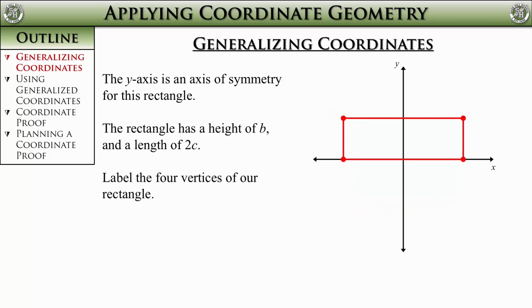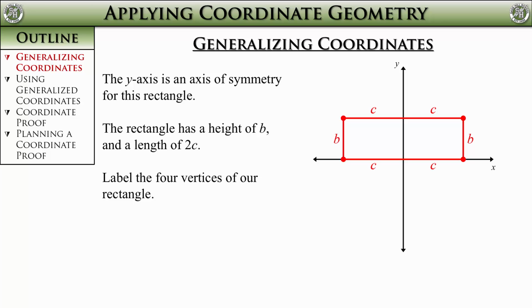Let's try another one. Here I have a rectangle. The y-axis is splitting it right in half. The height of our rectangle is b, and the length is 2c. Given that, what are the lengths of our red line segments in the picture? These are the lengths. Pause here to make sure you understand where those lengths came from before going on.